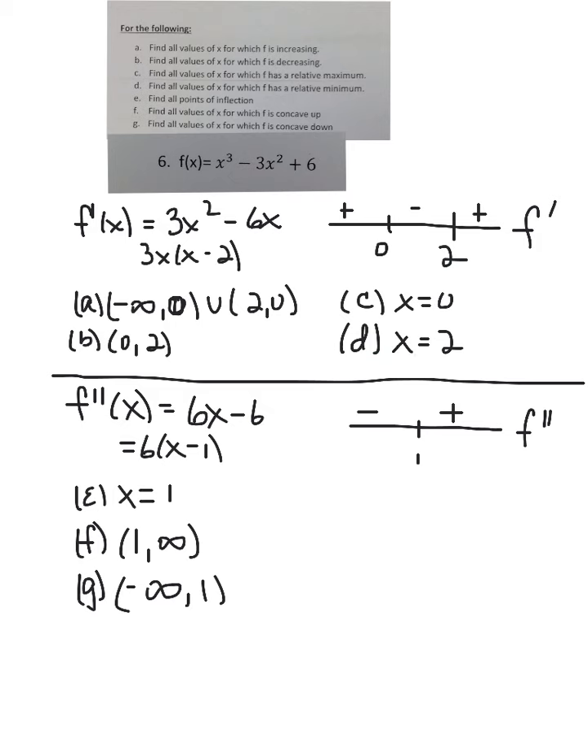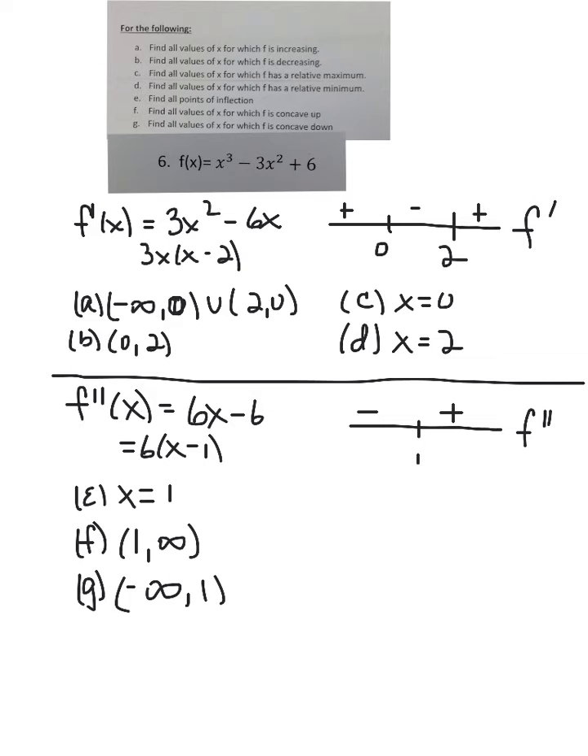All right, E wants points of inflection. Well, point of inflection is right here. Point of inflection is whenever there's any sign change. It doesn't matter whether it's negative to positive or positive to negative. So for E, your answer is x equals 1, and you would simply say because there is a sign change at x equals 1 in the second derivative about that point.